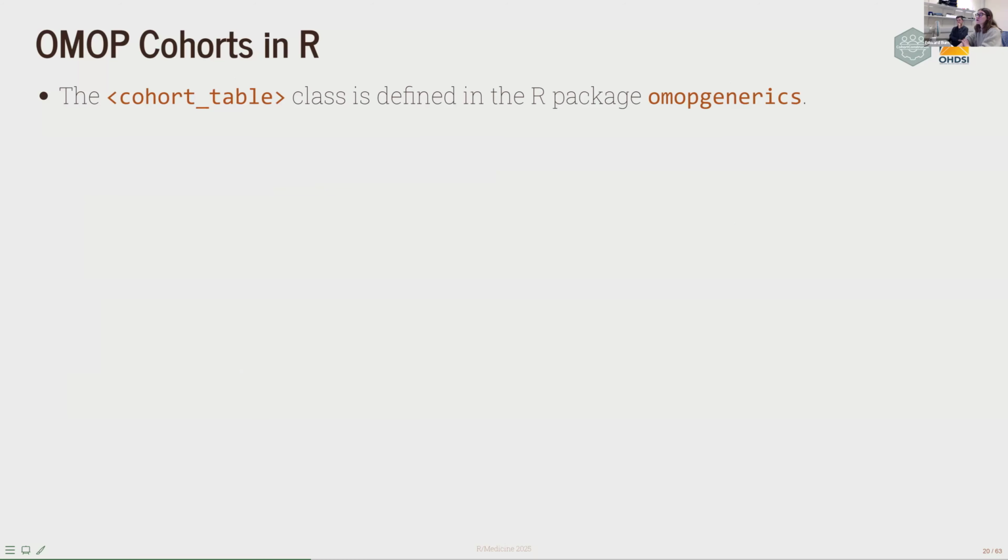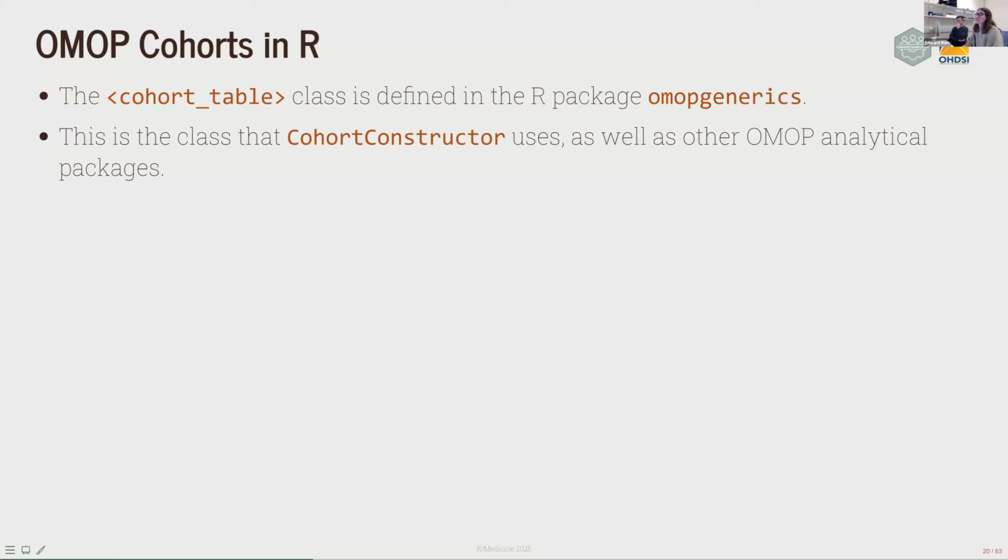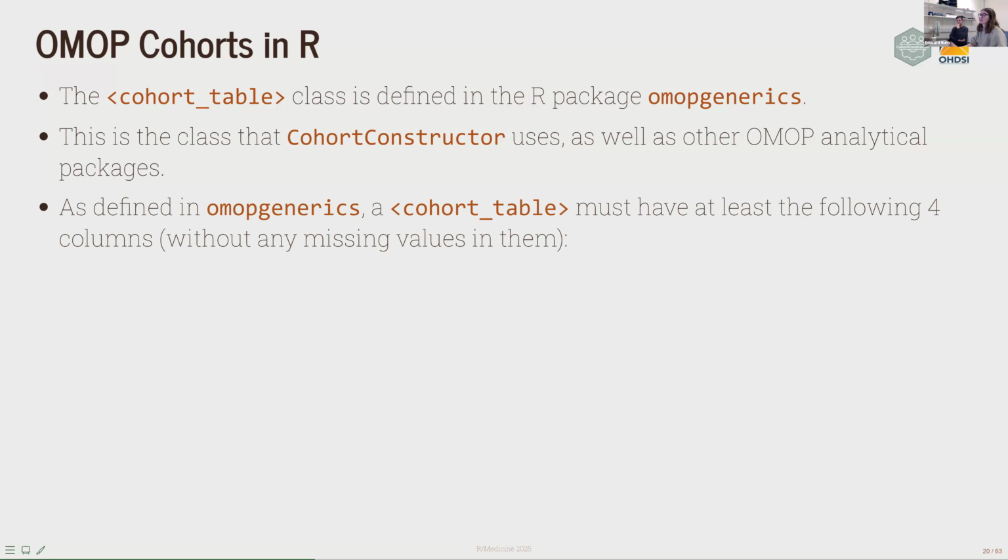So basically, the OMOP generics package has a class cohort table, which defines how a cohort is in R. And this class is the one that we use in CohortConstructor, but also in many other analytical packages for OMOP. And basically, as defined by this class, a cohort must have at least 4 columns that cannot have any missingness.